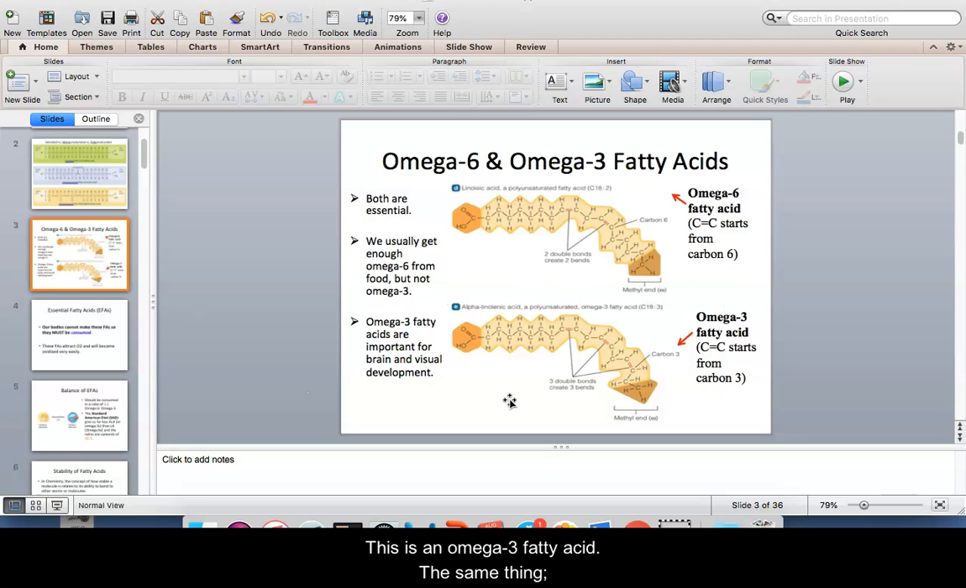This is an omega-3 fatty acid. The same thing. You go to the methyl end and count 1, 2, 3 carbons, and there's your double bond. So that's an omega-3 fatty acid. In this situation, this is the alpha-linolenic acid, which is also considered an essential fatty acid, and it has 3 double bonds.